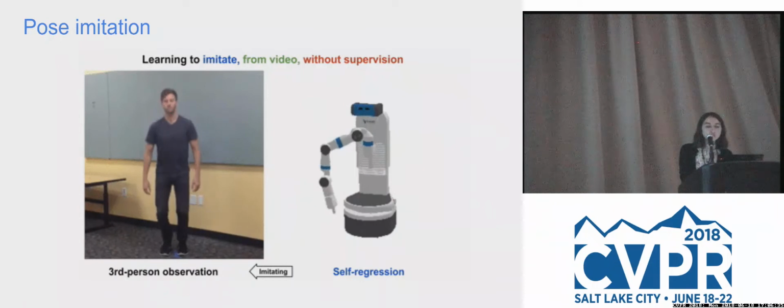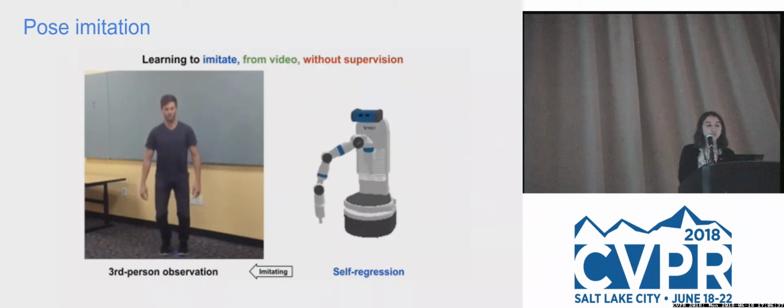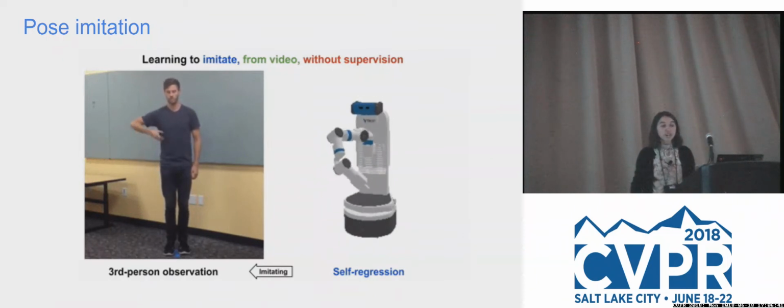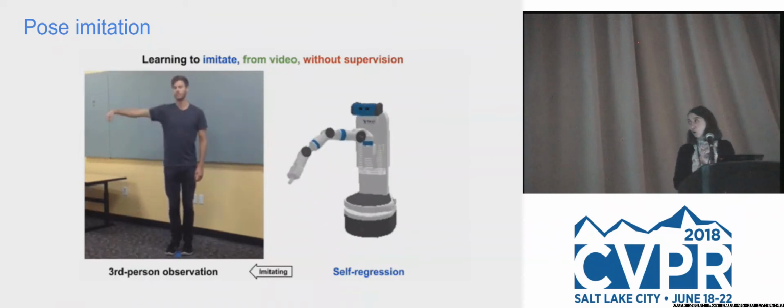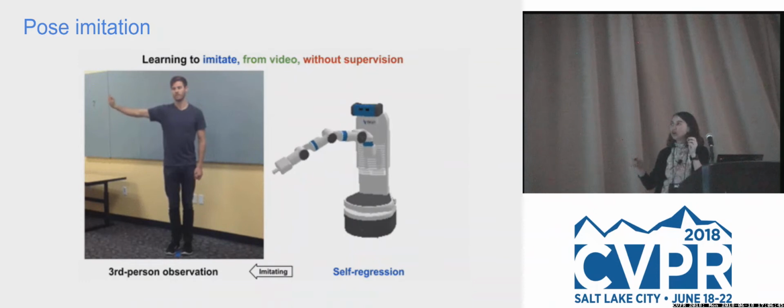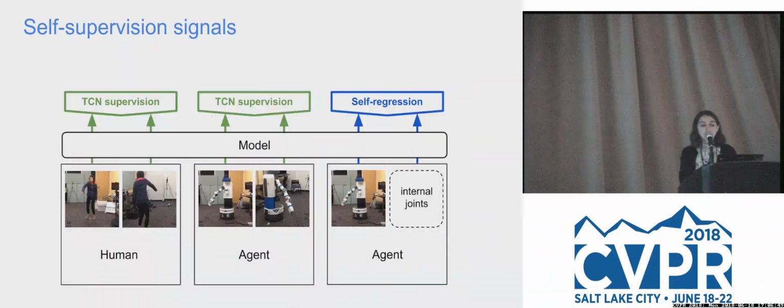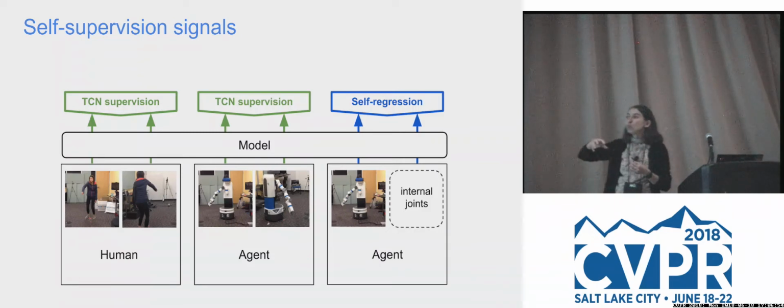In the same work, the team showed that it can be used for pose imitation. This sounds a little bit funny, but a person is trying to imitate some pose, and the robot is doing it with one of its arms. They're actually using the same TCN embedding.